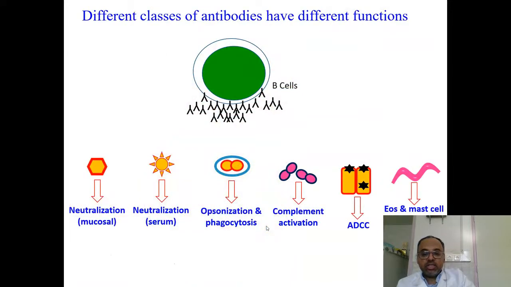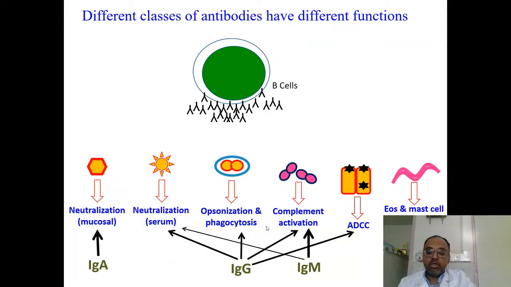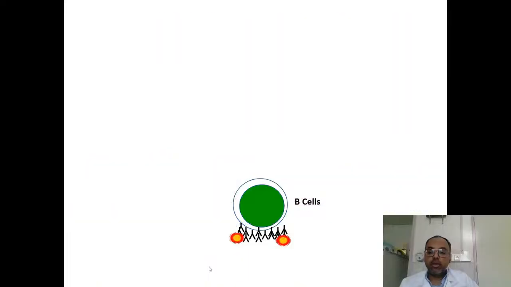All right. So this is the slide that I showed you before. Different classes of antibodies performing different functions. IgA performing neutralization of targets at the mucosal surface. IgE activating mast cells and eosinophils. IgM activating complement, and IgG performing multiple functions, including opsonization, complement activation, and neutralization in serum.